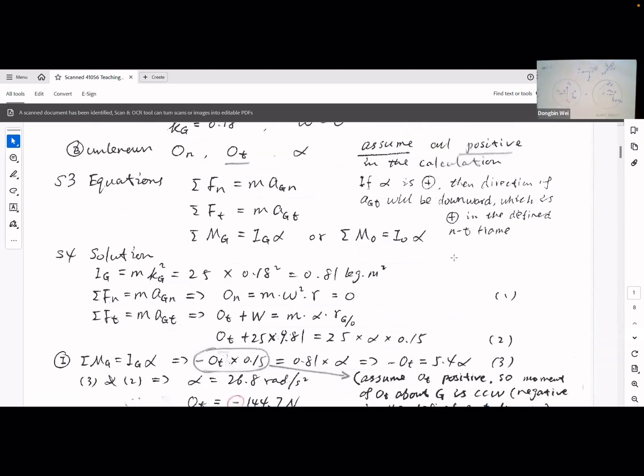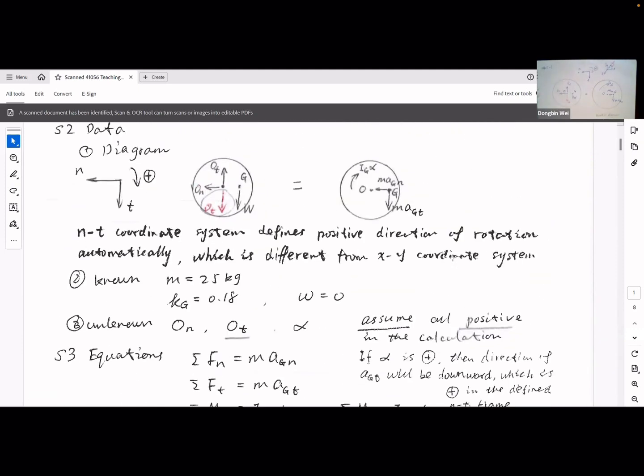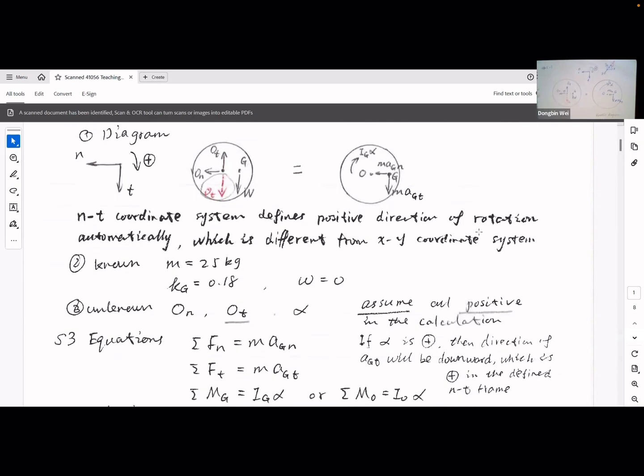So, for this simple problem, do you have any questions for this diagram, for this calculation process? Do you have any questions?